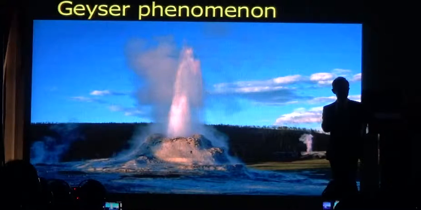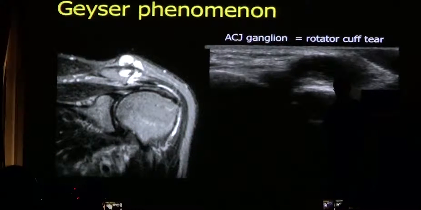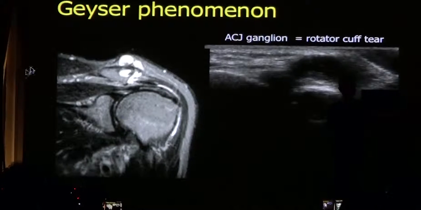In elderly patients, sometimes they will present with a lump overlying the ACJ, which is what we describe as the Geyser phenomenon. And when we see this, we need to think of a large rotator cuff tear with pressure from the shoulder joint going through the ACJ, giving a cyst or a ganglion in this region over here.